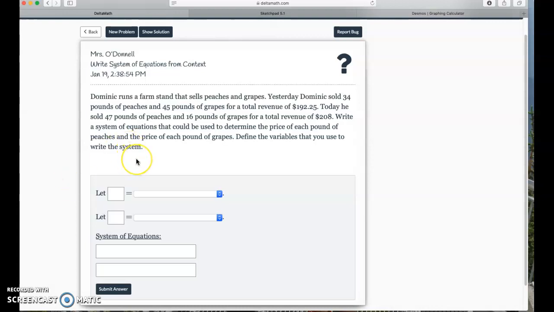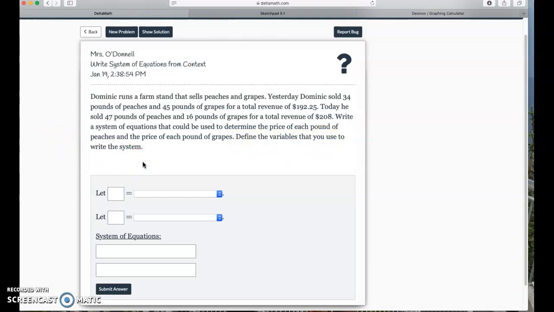So it says here, Dominic runs a farm stand that sells peaches and grapes. Yesterday, Dominic sold 34 pounds of peaches and 45 pounds of grapes for a total revenue of $192.25. Today, he sold 47 pounds of peaches and 16 pounds of grapes for a total revenue of $208. Write a system of equations that could be used to determine the price of each pound of peaches and the price of each pound of grapes. Define the variables that you use to write the system.